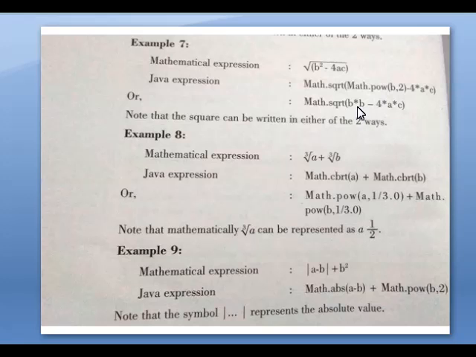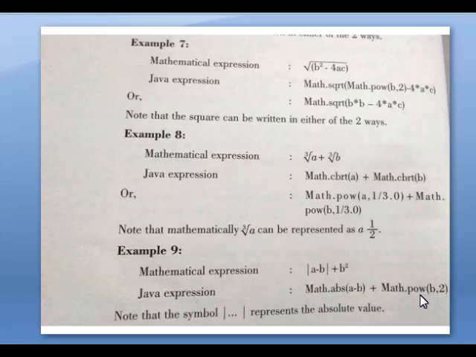Next is the cube root of a plus the cube root of b. So it is Math.cbrt of a plus Math.cbrt of b. The next one, the mathematical expression is the absolute value of a minus b plus b square. So you write the Java expression like this: Math.abs of a minus b. This is the absolute symbol. Plus Math.pow of b comma 2.